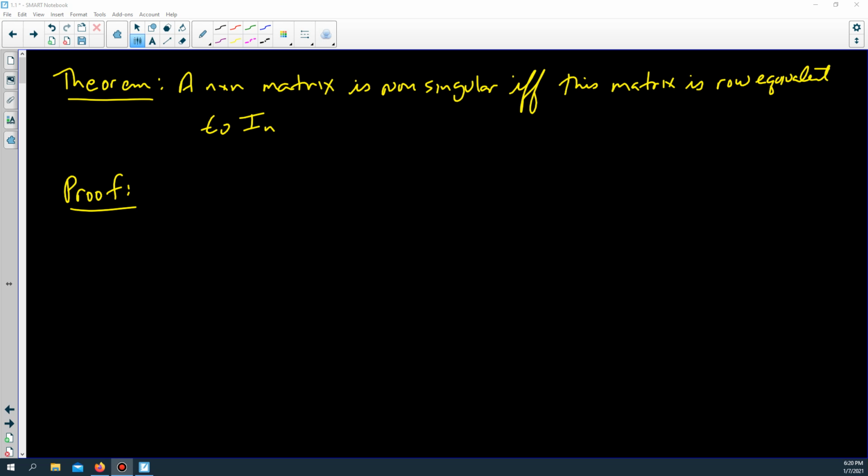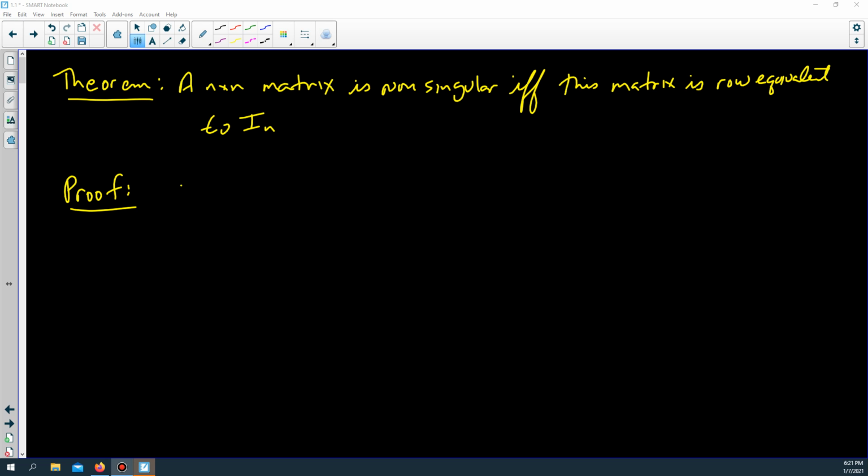We're going to prove the following theorem. You have an n by n matrix that is non-singular. This can only be true if and only if this matrix is row equivalent to In. Okay, so we have to do if and only if. That means in two directions.